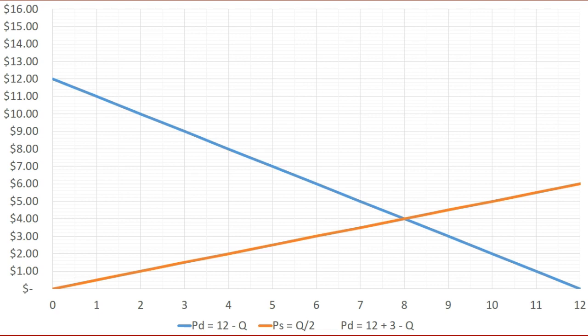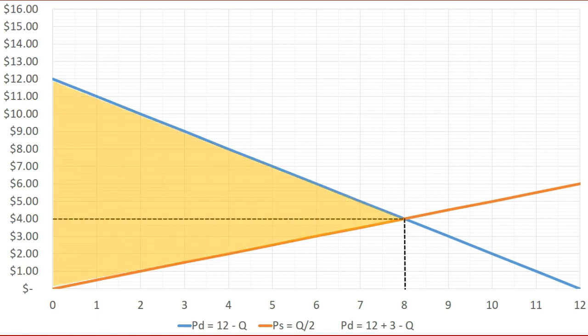Okay, so far so good. And from there we can say, alright, the equilibrium price is going to be $4 and the equilibrium quantity will be 8. And we can further say what the economic welfare area will be. Remember, it's going to be the consumer surplus plus the producer surplus. So that's this area here, this triangle, between the demand and supply curves up to the point of intersection between them, that is up to the equilibrium quantity.